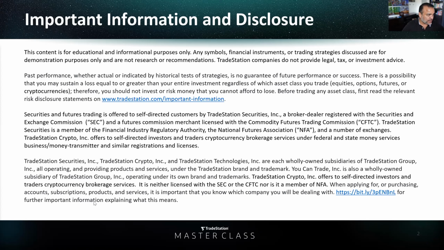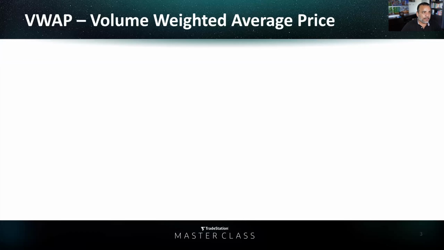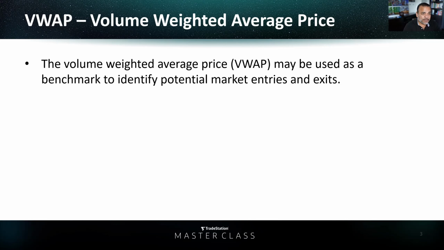Let's go next on this PowerPoint to talk about how VWAP is calculated and what it is. We already identified the acronym. VWAP stands for Volume Weighted Average Price. So rather than just being a simple average where you take all the numbers, add them together, and then divide them by the number of items in the list, it's weighted with volume. The volume weighted average price may be used as a benchmark to identify potential market entries and exits.